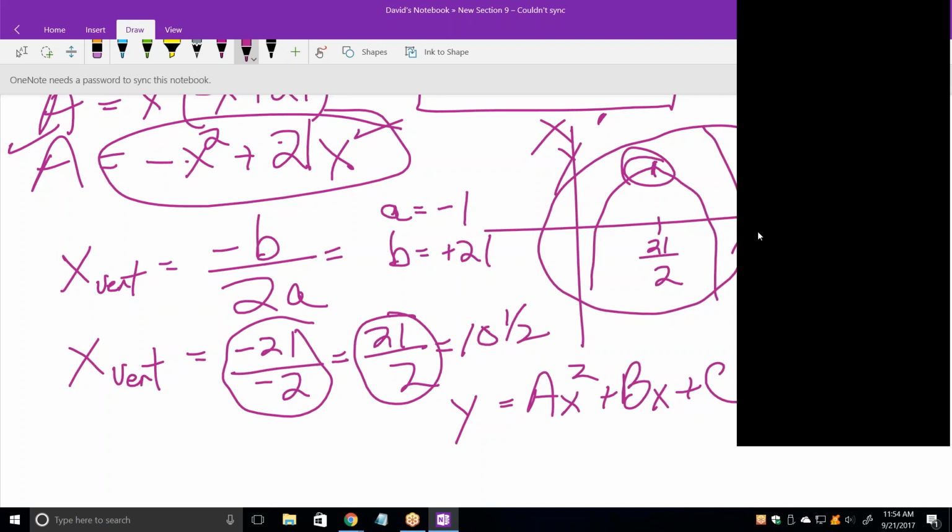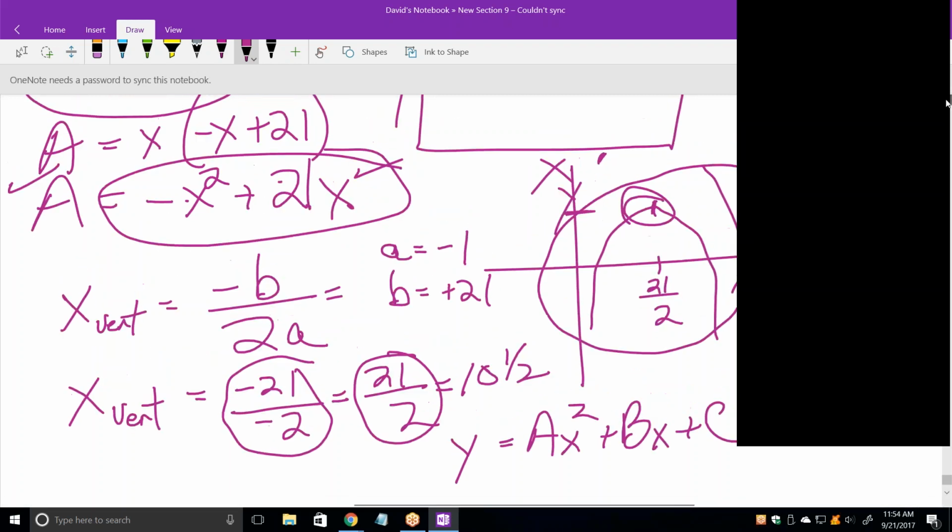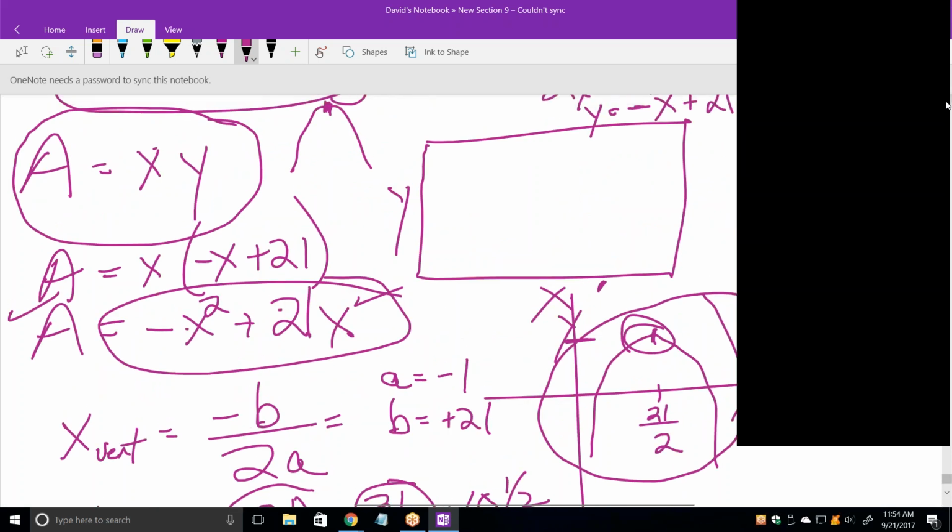Okay? And if I want to know what that maximum area is, I'll figure out the y value when x is 21 over 2. But mainly, I've found the x measurement. To maximize this garden, I want to make x 10.5. Okay.